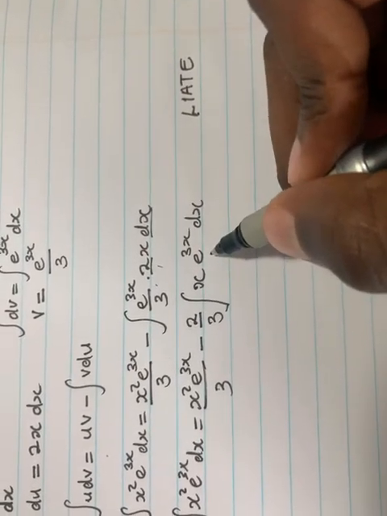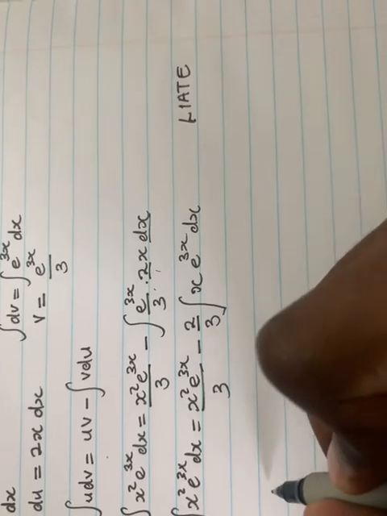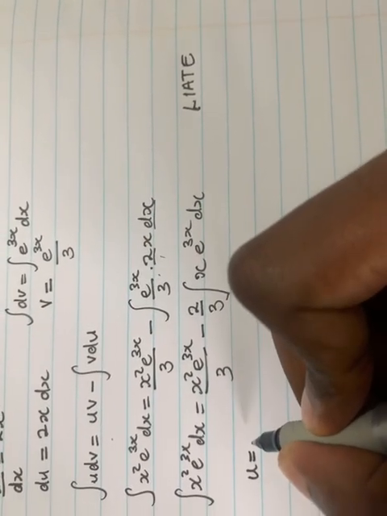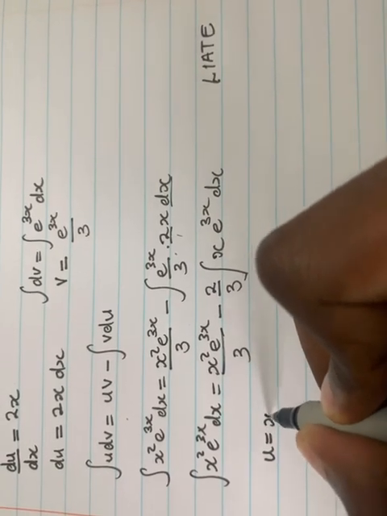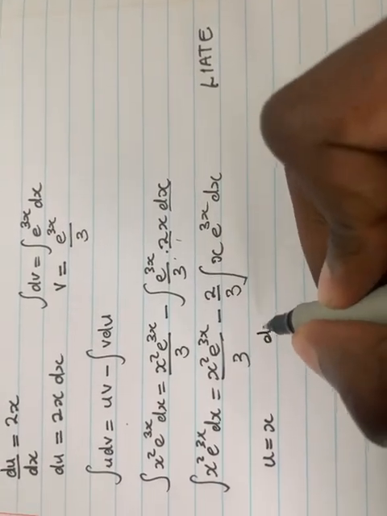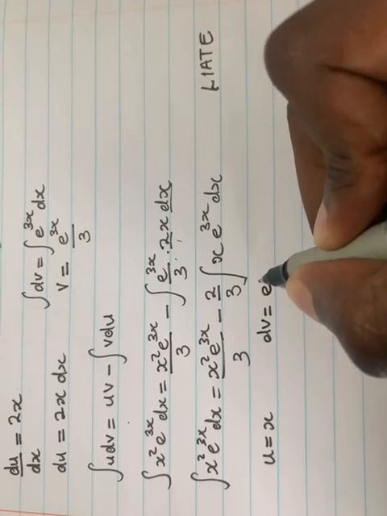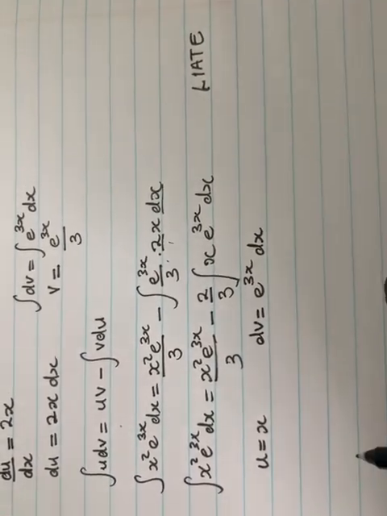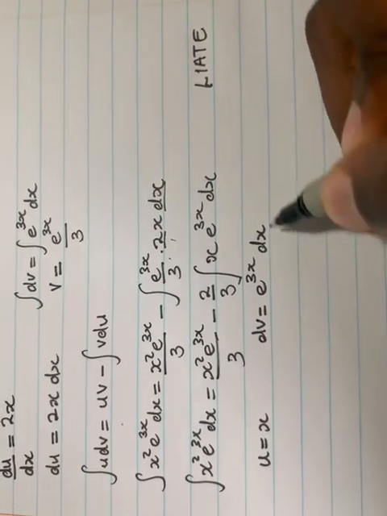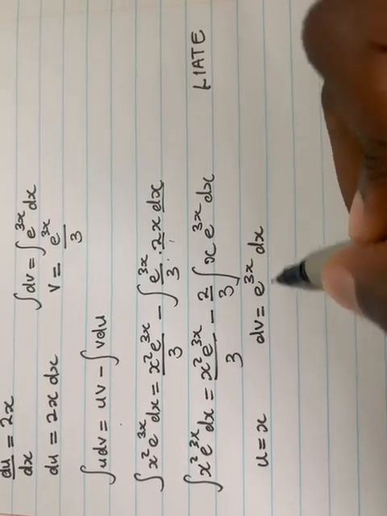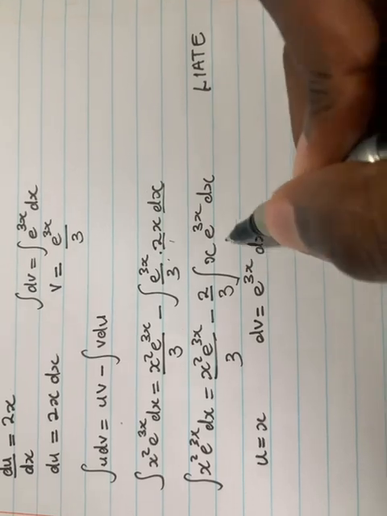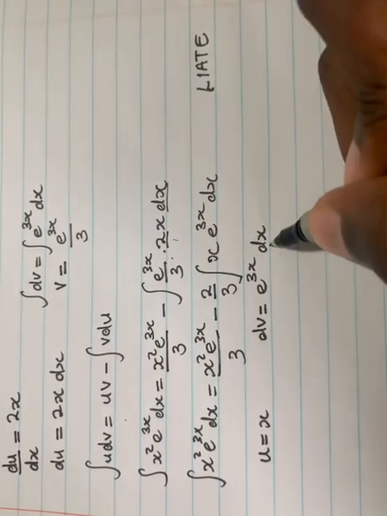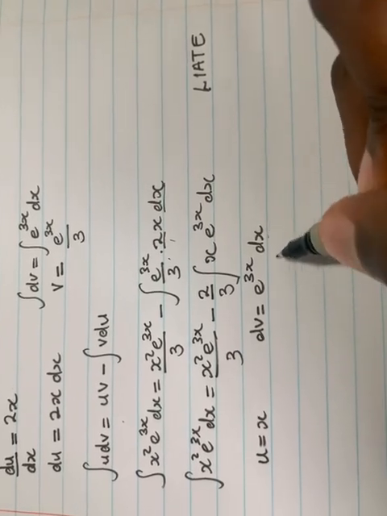If we can see, it is x, and that one will be your u, so our u is equal to x, and of course our dv is equal to e to the power of 3x dx. Most people forget to put dx and say dv is equal to e to the power of 3x. So don't make that mistake, because you need to integrate with respect to x.